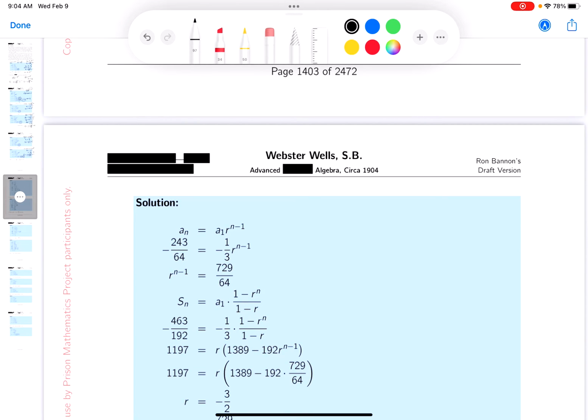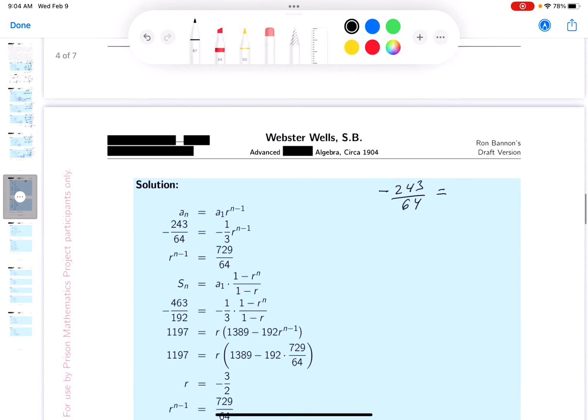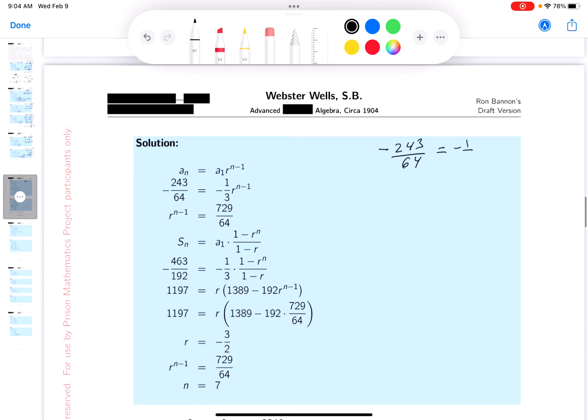All right. So AN is minus 243 over 64, and what's that equal to? Well, it's equal to A1, and what's A1? Minus 1/3 times R to the n minus 1. And looking at this thing, it looked kind of creepy to me. So I'm going to multiply both sides by minus 3. And if I did that, I would get 3 times 243, 729. I'll put that down, over 64 is equal to R to the n minus 1.